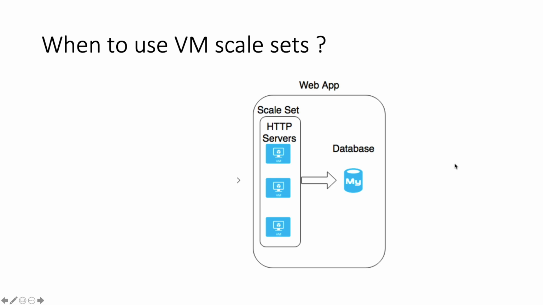So when to use a virtual machine scale set? A typical example I would say is where you have an application with a front tier, a middle tier, and a data tier. In this diagram, I have shown the front tier, where you have a web app with identical virtual machines that you need to handle the load. It's a typical example where you can use a virtual machine scale set.